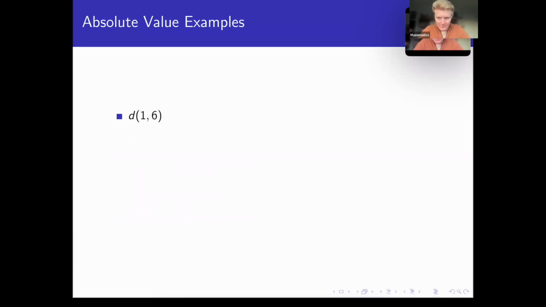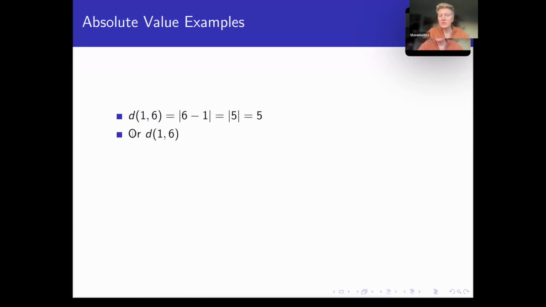Okay. Let's do some distance examples. The distance from 1 to 6. Well, the distance formula says B minus A in absolute value or A minus B. Let's do B minus A. So the distance from A to B is the absolute value of B minus A. 6 minus 1 is 5. Absolute value of 5 is 5.